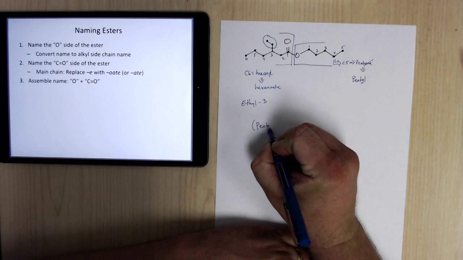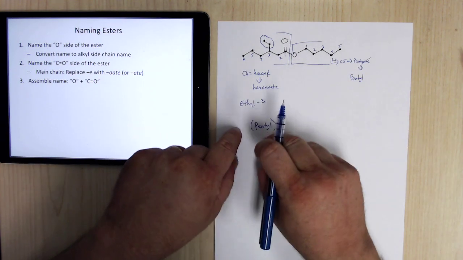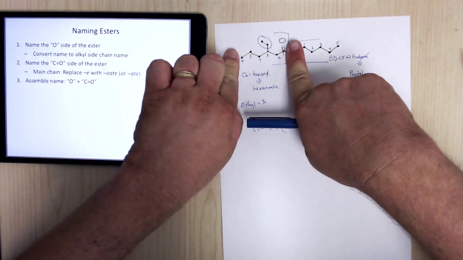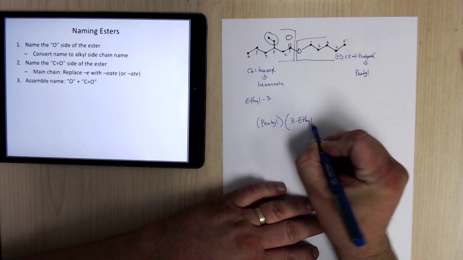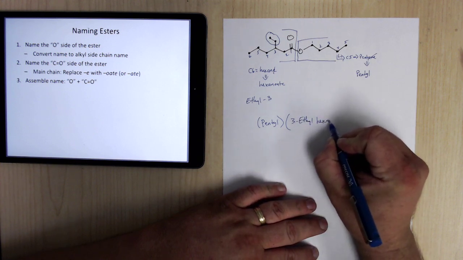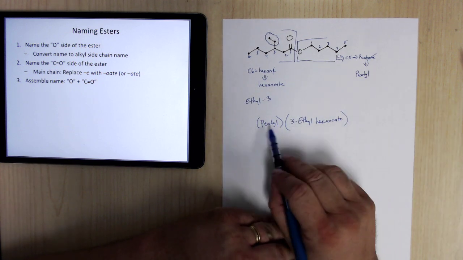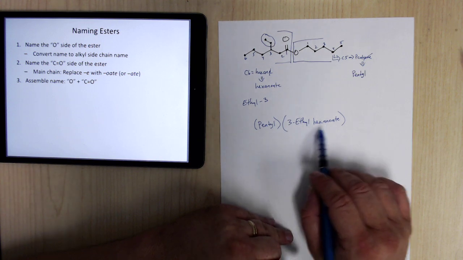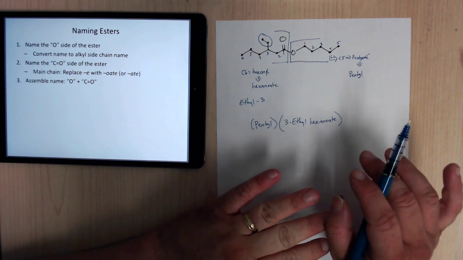That's why I like parentheses, so we just bolt whatever this is to the front, and then the rest of it is that part there. So it'd be pentyl 3-ethylhexanoate. Notice we don't mix these two together. It's not 3-ethyl pentyl hexanoate. The pentyl just goes out front no matter what it is.